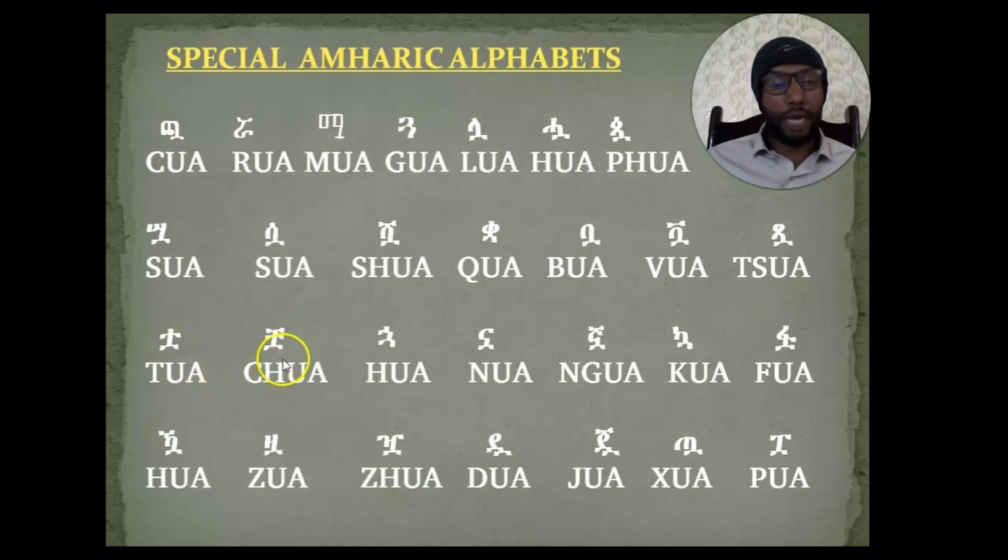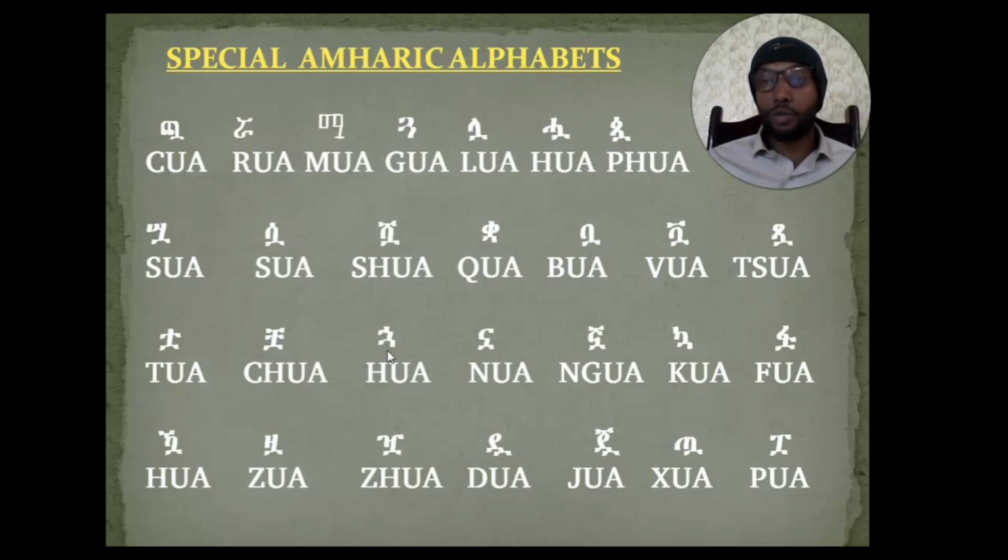And this special Amharic alphabet is called what? Chwa, okay? And this Chwa comes from the basic alphabet called what? Cha. We have said that there is a basic Amharic alphabet called Cha, okay? So it's called Chwa. And this special Amharic alphabet is called what? Hua. And we have said that there is a basic Amharic alphabet called Ha. So this Hua comes from Ha.